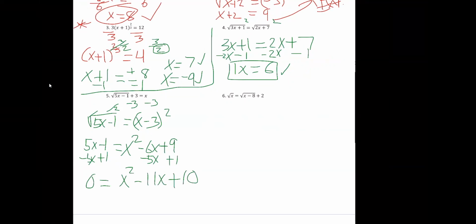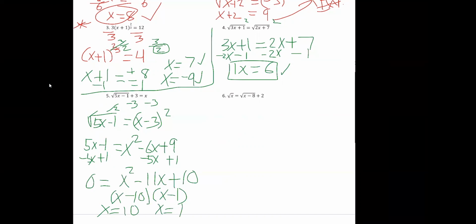This factors nicely. I mean, worst case, you would have to do the quadratic formula or something like that, but I will try and make it work nicely on your test just because I feel like you got enough to worry about. But this would be x minus 10, x minus 1, because what multiplies to 10 adds up to negative 11. So you would get x equals 10, and you would get x equals 1.